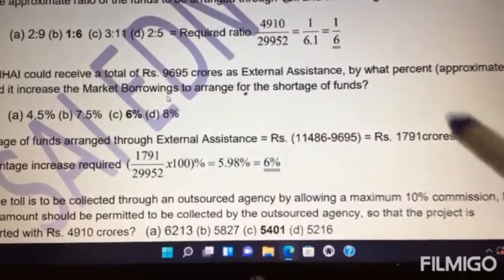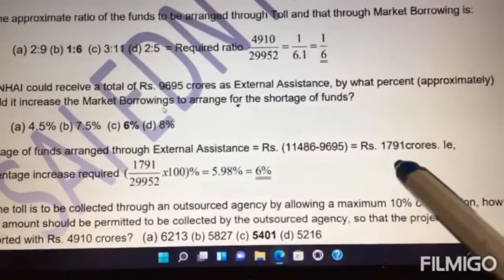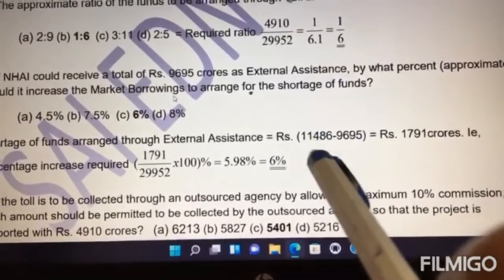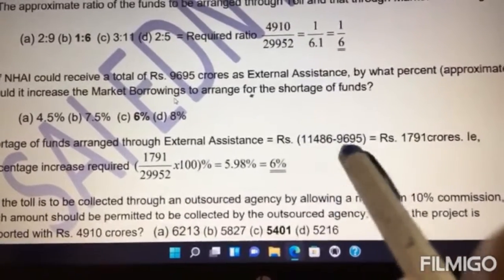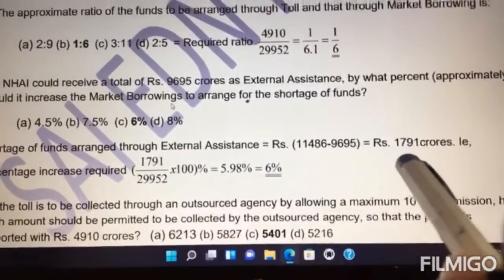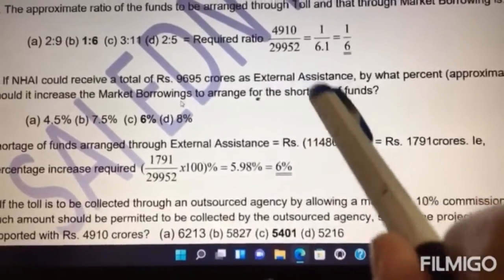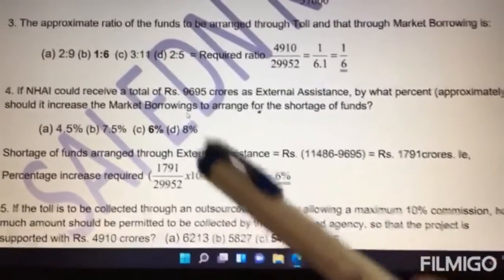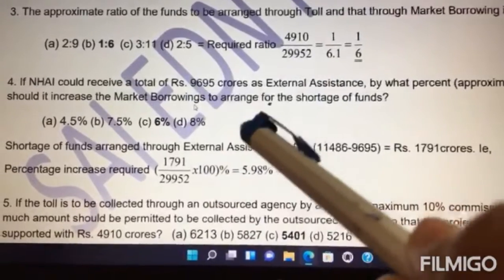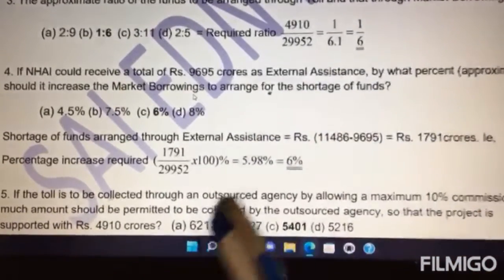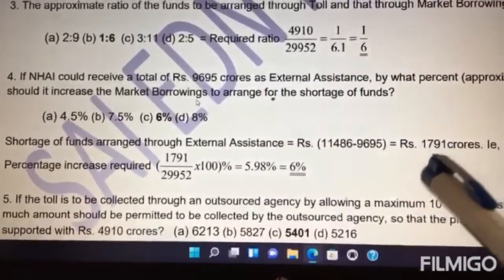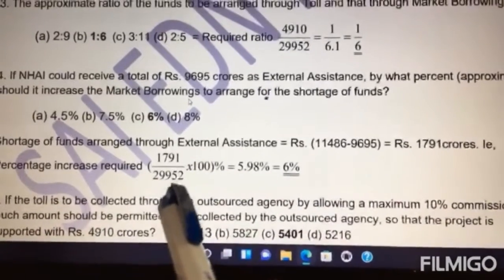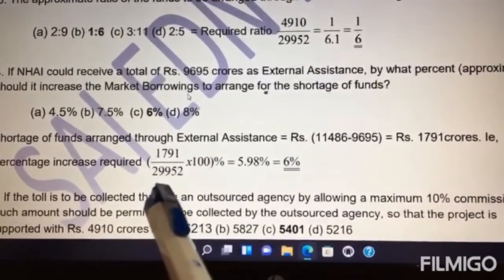Okay. So how will they get this money that is required? This is the amount that is required. This is the estimate. They want this amount, but they are able to raise only this. So they need this much more. How will they get this? Through market borrowings. So how much should market borrowings increase in order to arrange for the shortage of funds? So the increase in market borrowing is 1,791.